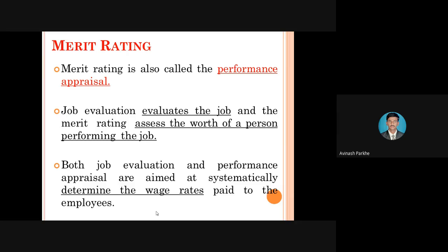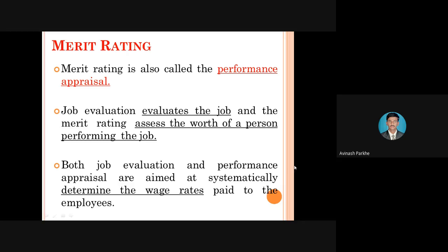But merit rating is totally related to the operators, supervisors, and workers who are working on that particular job, or who have already worked. So one task is given to the operator, that operator completes the task, and your final product is ready. At the end, we evaluate the job, as well as the operator who completed that task, because based on their performance we give them some additional money. For that purpose, this concept, merit rating, is very important.